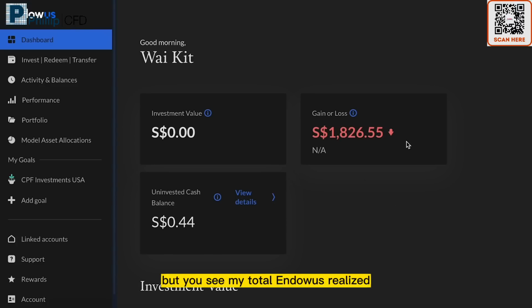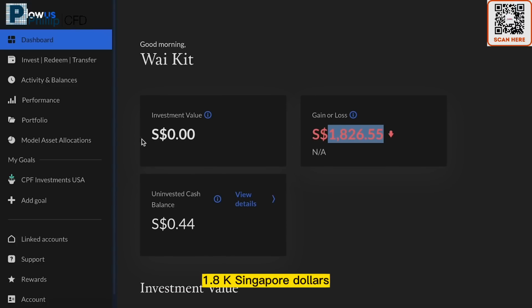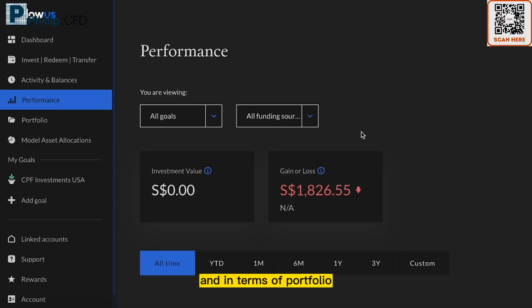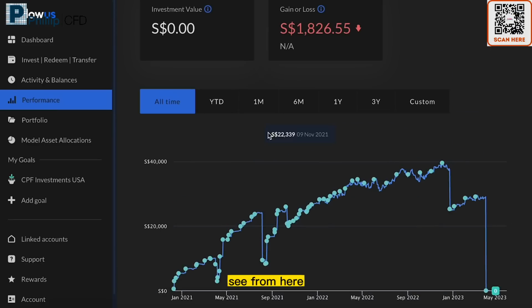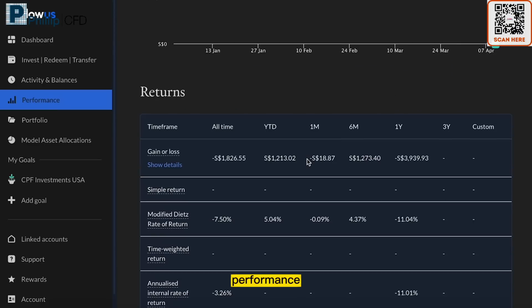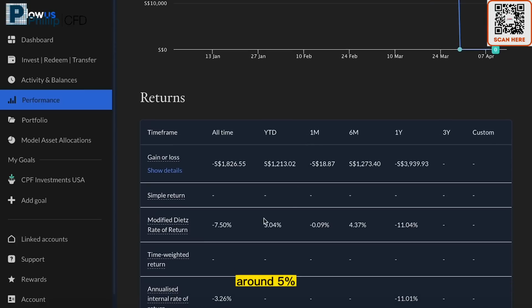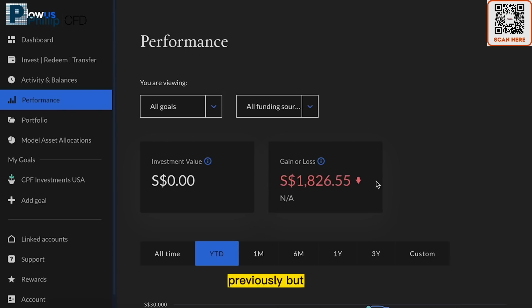But you see, my total Endowus realized loss is about 1.8k Singapore dollars. And in terms of portfolio performance, I think you can see from here, if we take a YTD, performance-wise, it was around 5% modified Dietz rate of return, which is quite in line with the market because it was tracking the S&P 500 Index previously.